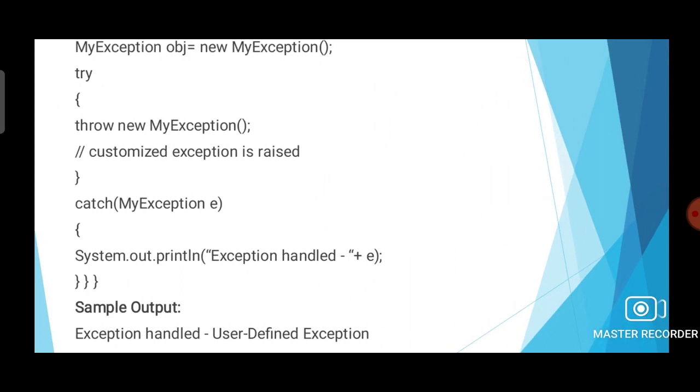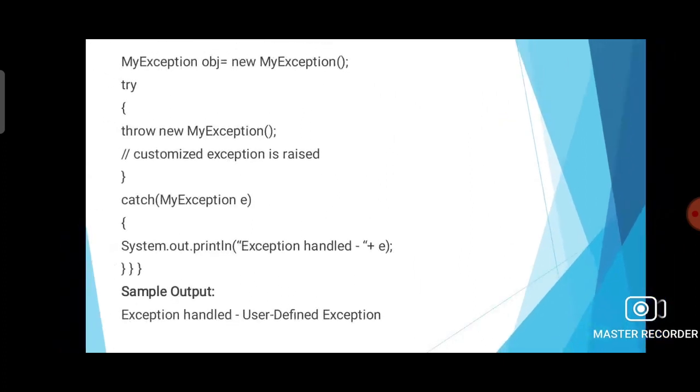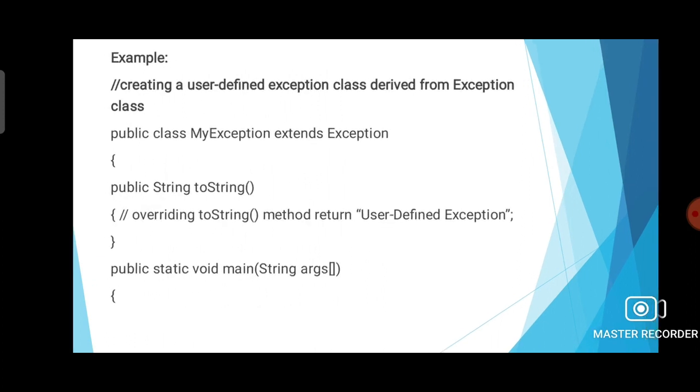Now under the main function we are creating the object for the class. Then under the try block we are having the customized exception, and we are throwing the exception: throw new MyException. And in the catch block we have one statement, System.out.println exception handled, and e is the exception object. So simply this is the layout, a sample format for a user-defined exception.